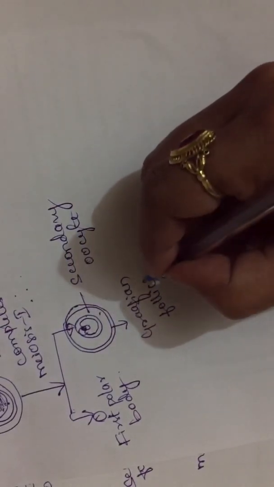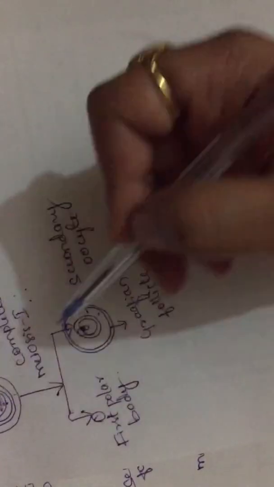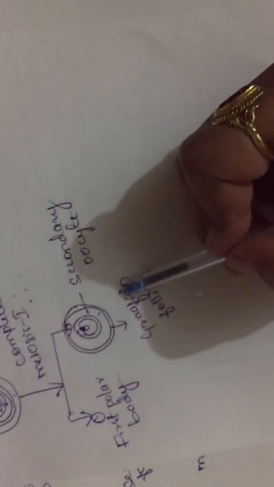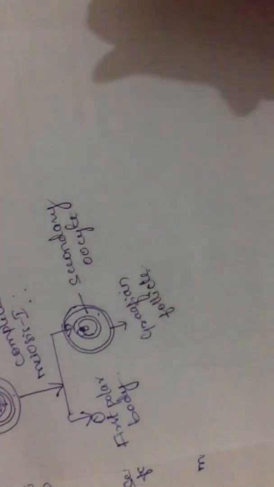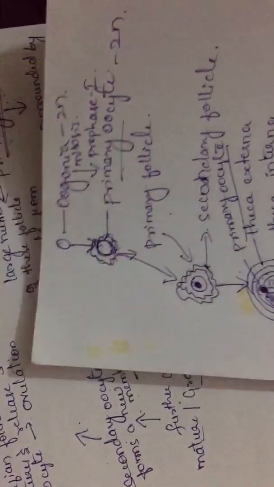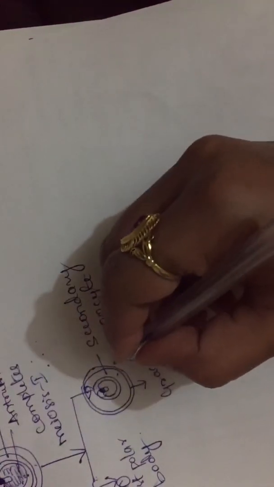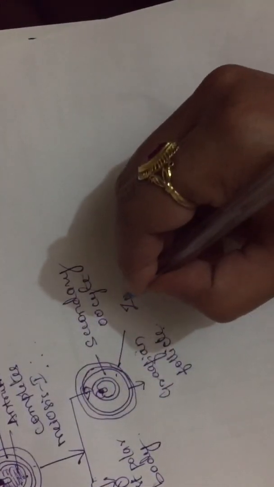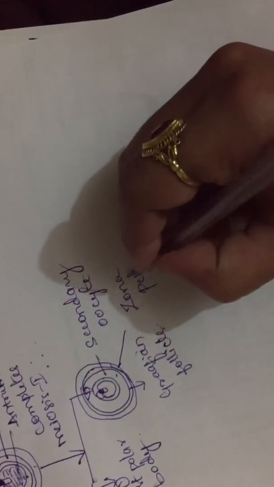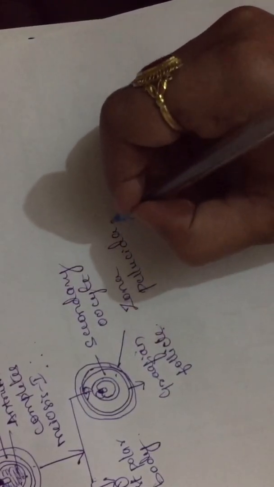Now it is a mature follicle or Graafian follicle. This was the tertiary follicle. Now the tertiary follicle will be transformed into a mature Graafian follicle. This mature Graafian follicle has an outer covering, one more layer of covering membrane called the zona pellucida. This zona pellucida we have discussed in the structure of sperm.